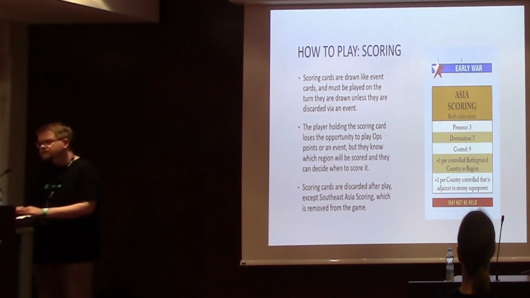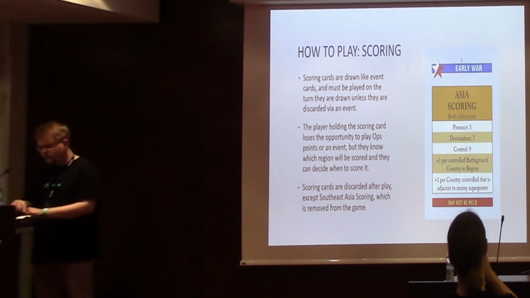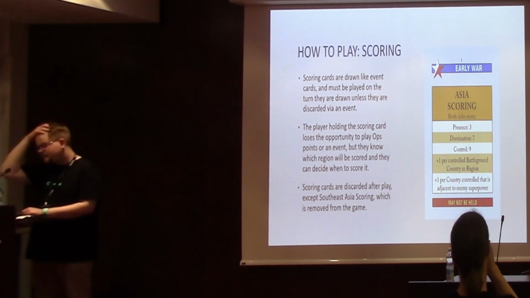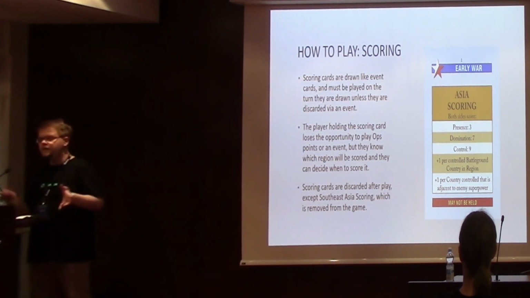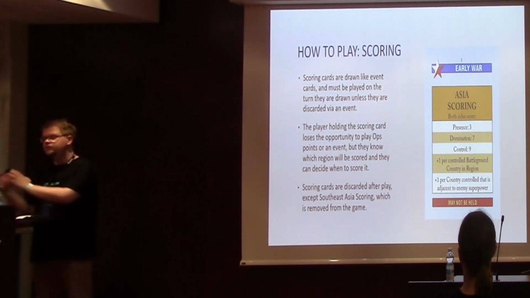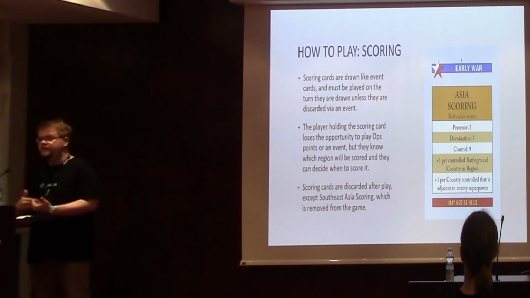Scoring. Scoring cards are interesting in that they are drawn like event cards. I'm seeing the El Grande influence here a little, because if you played El Grande, the scoring actually happens throughout the game. You don't go to the end of the game and then score the game. You have scoring events happen throughout the game. And Twilight Struggle works a little similar in that sense.